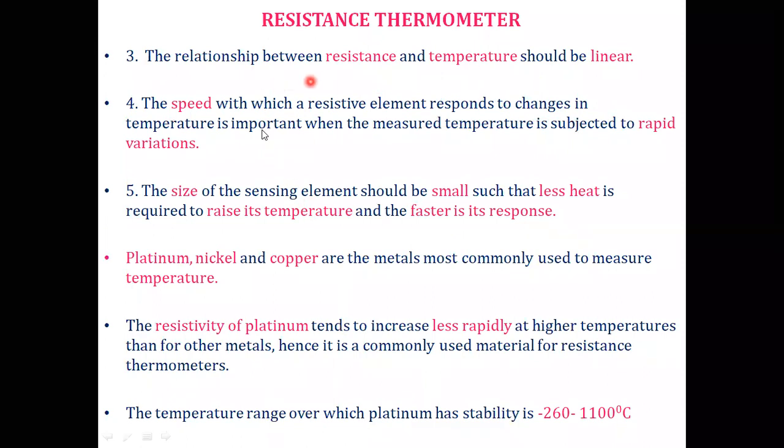The relationship between the resistance and temperature should be linear. The speed with which a resistive element responds to change in temperature is important. ఎంత స్పీడ్గా ఆ రెసిస్టివ్ ఎలిమెంట్కి టెంపరేచర్ అనేది రెస్పాండ్ అవుతుందో అది ఎట్లా అవుతుంది అనేది అంత స్పీడ్గా ఉండాలన్నమాట. వే ఆఫ్ రెస్పాన్స్ అంటే సెన్సిటివిటీ ఎక్కువగా ఉండాలన్నమాట ఇన్స్ట్రుమెంట్కి. The speed of response is important when the measured temperature is subjected to rapid variations.